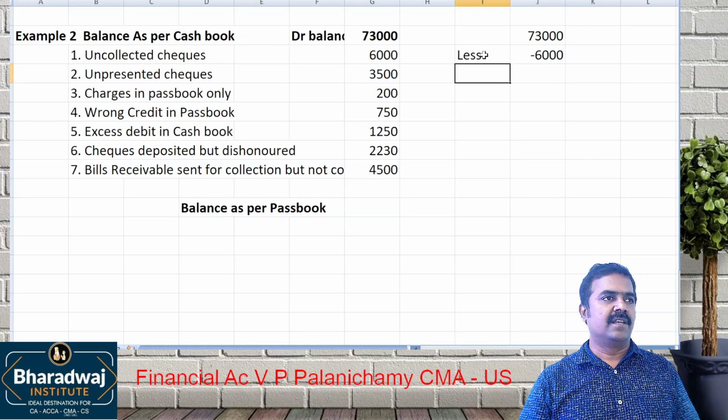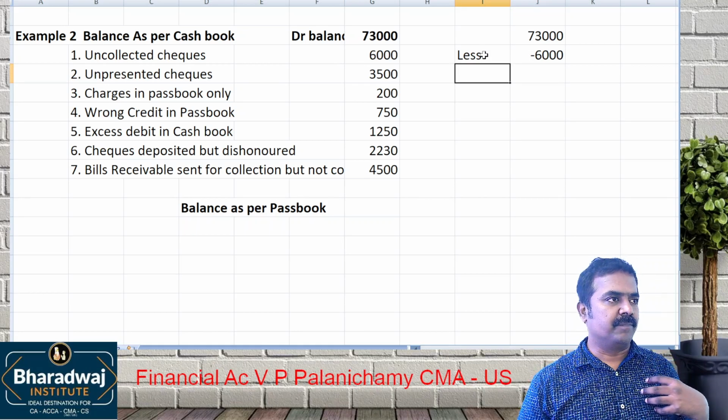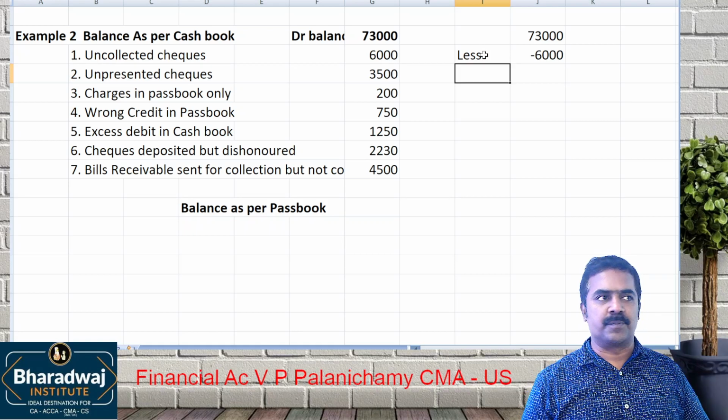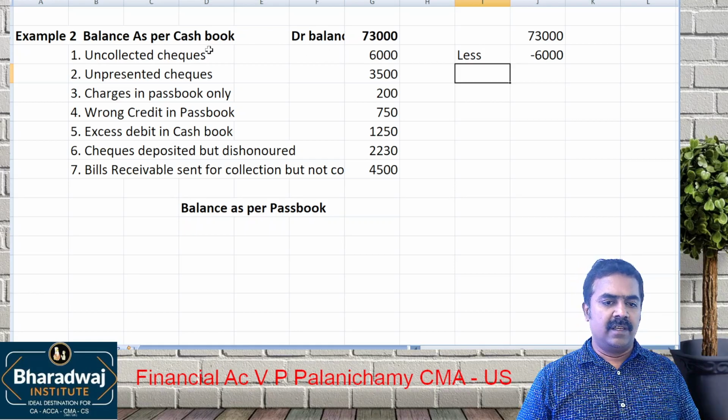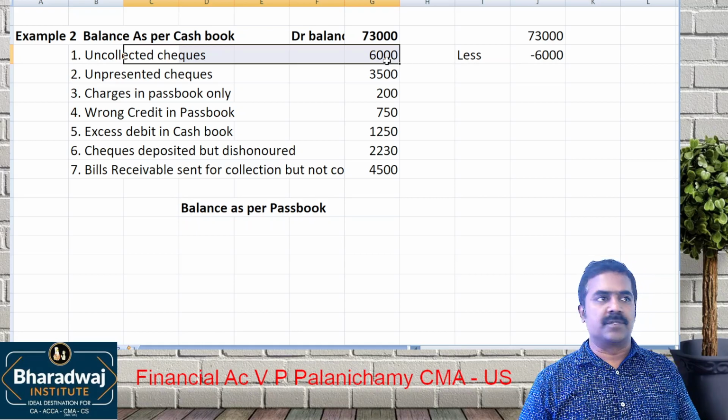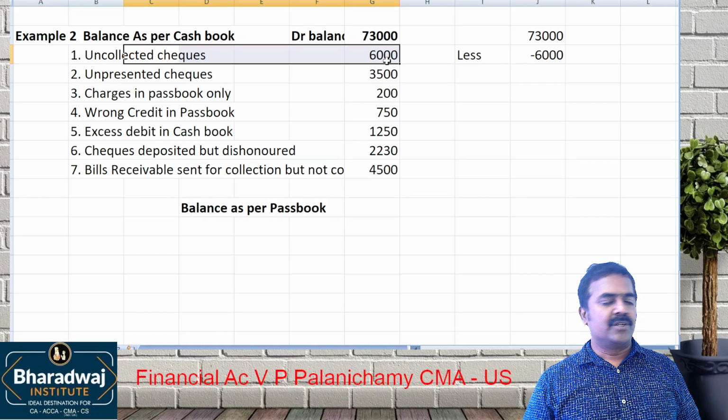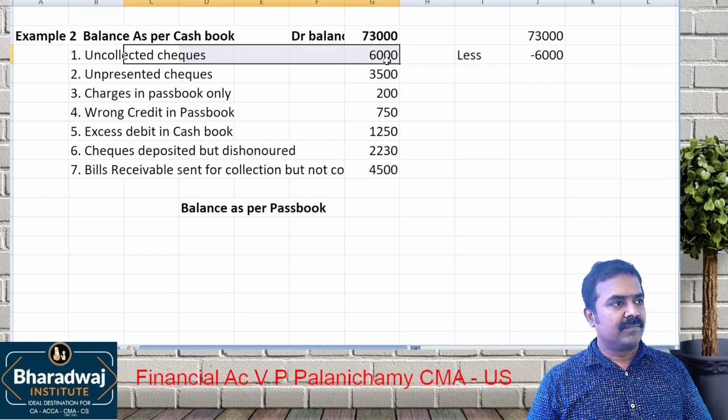Don't decide just plus or minus. It is a 3-step process. See what happened in the cash book, see what happened in the passbook, then decide plus or minus. We have added this 6,000, the banker did not collect, so reduce it.